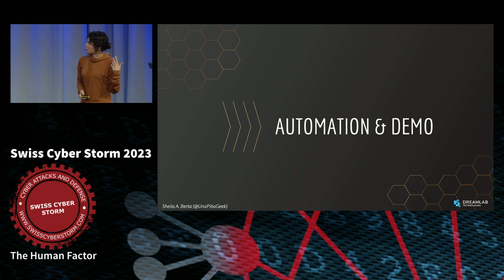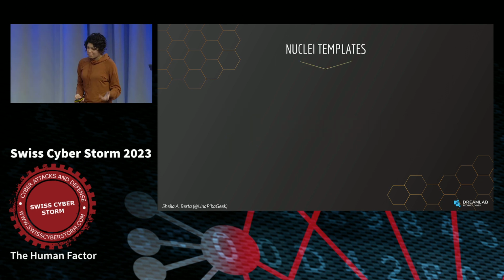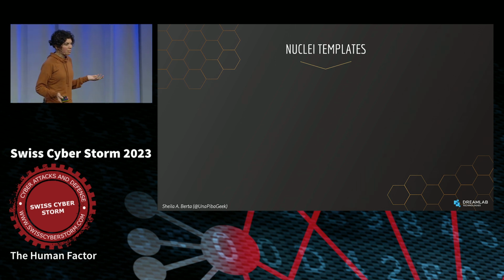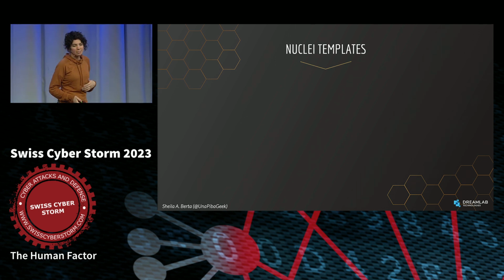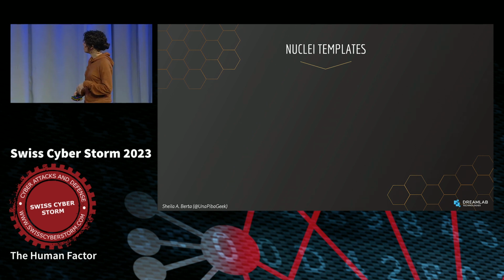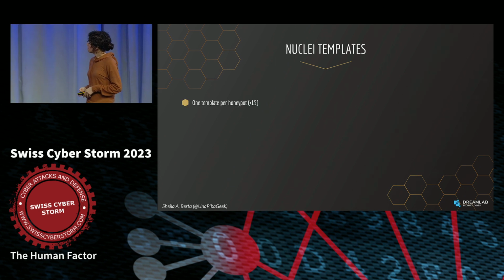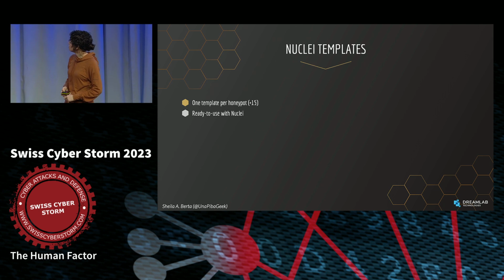So the idea was that you don't manually need to craft every packet that I was working on. So I thought that the best way to automate this would be to create a few Nuclei templates. Nuclei is an open source project where you can create templates to automate vulnerability detection and so on. So I used it for detecting the honeypots. I created one template per honeypot, so they are ready to use.